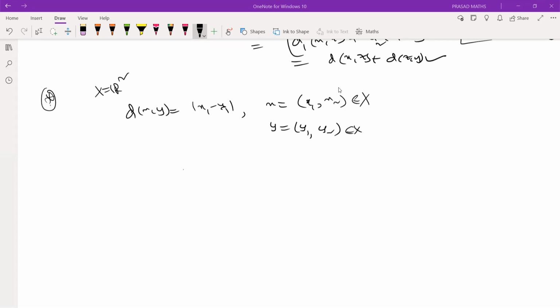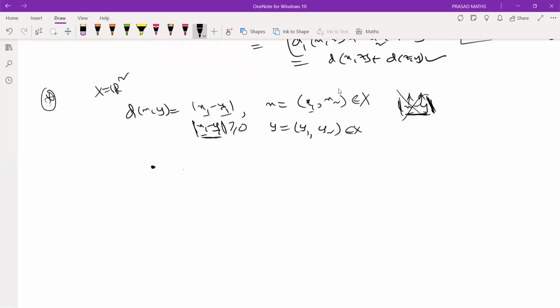The answer: d of x, y is mod of x1 minus y1. There is no meaning for mod of x minus y, because x is an ordered pair, y is an ordered pair, and their difference is an ordered pair. There is no meaning for modulus of an ordered pair, so don't consider x minus y. It is mod of x1 minus y1. Now it is meaningful, because x1 is a real number, y1 is a real number, x1 minus y1 is a real number whose modulus is non-negative. So there is no problem with non-negativity.